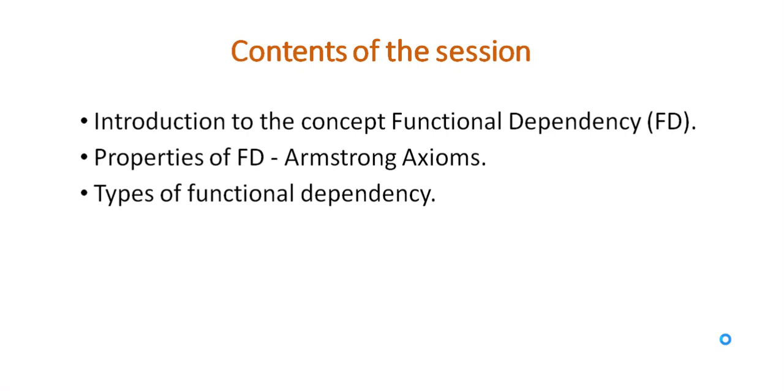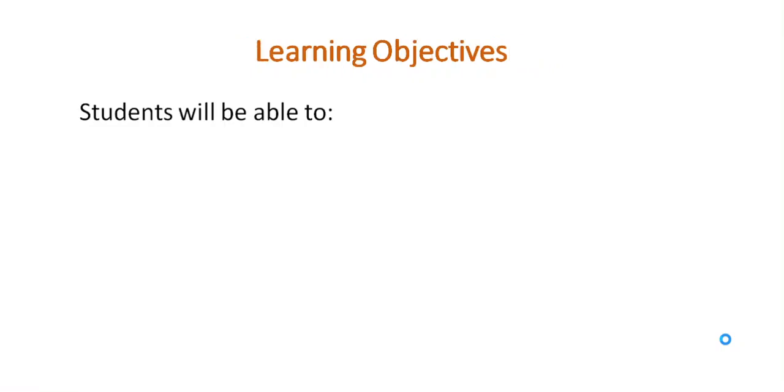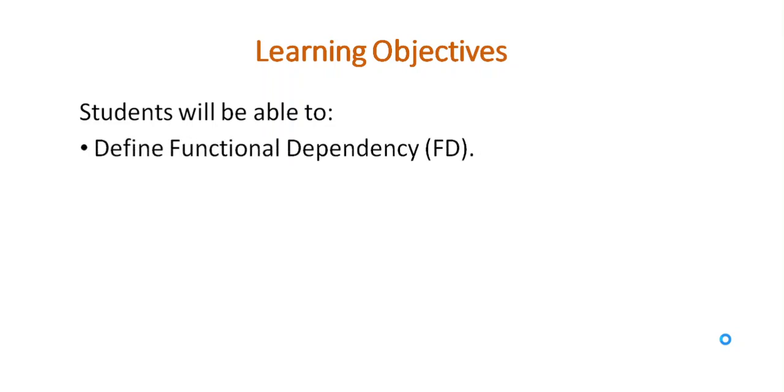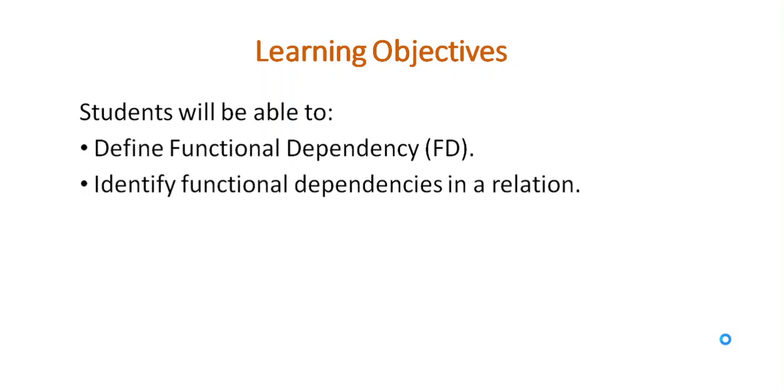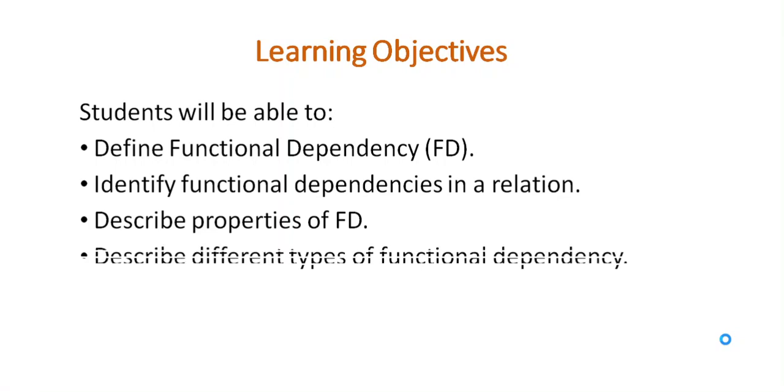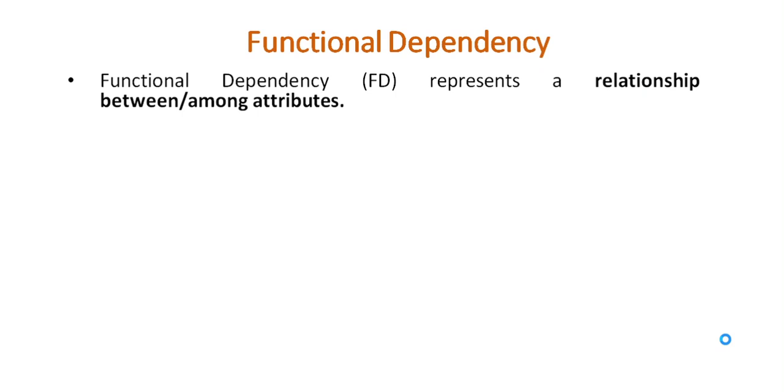The concept of functional dependency is related to the concept of keys in relational model. If you carefully learn the concept of keys, then you will be able to understand the concept of functional dependency very easily. So the learning objectives of today's session are, after learning this session, students will be able to define functional dependency, identify functional dependencies in a relation, describe the properties of functional dependency, and describe different types of functional dependencies. So let's start with functional dependency.